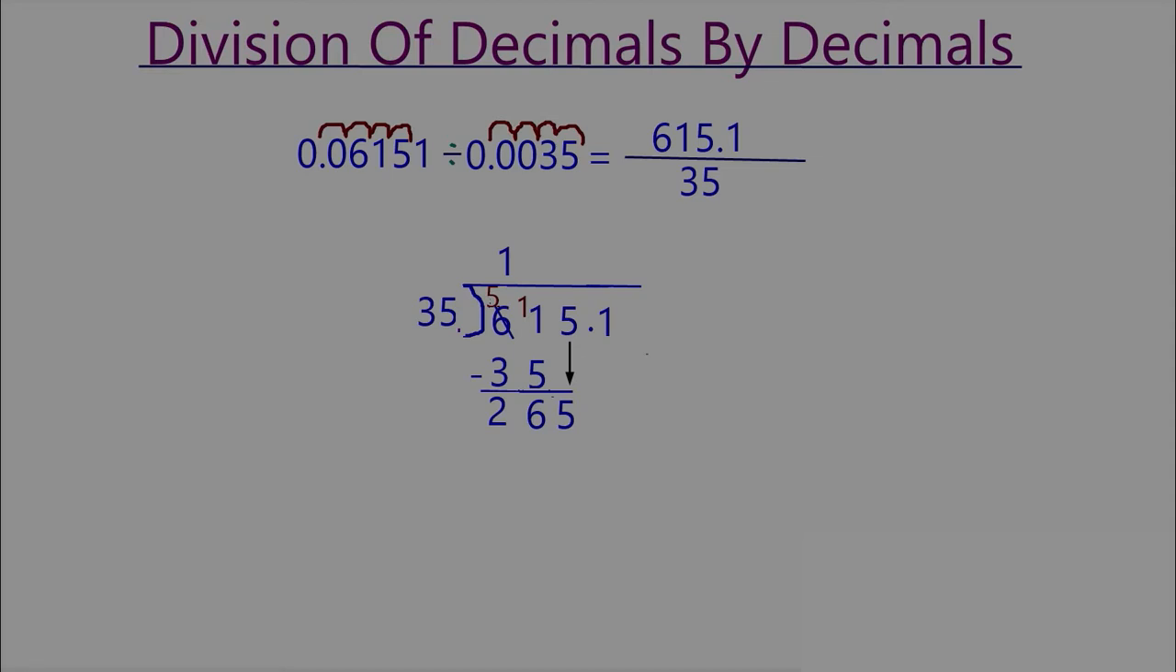265 divides into 35 gives 7. Because we are finished dividing by the whole number side, which is 615, and the answer is 17, we can now place a point behind 17.